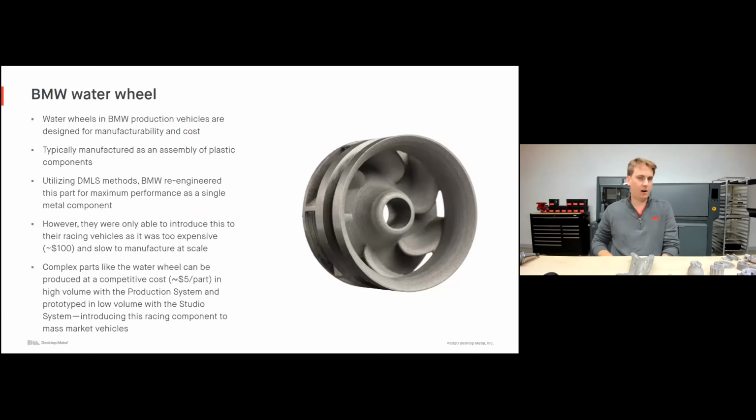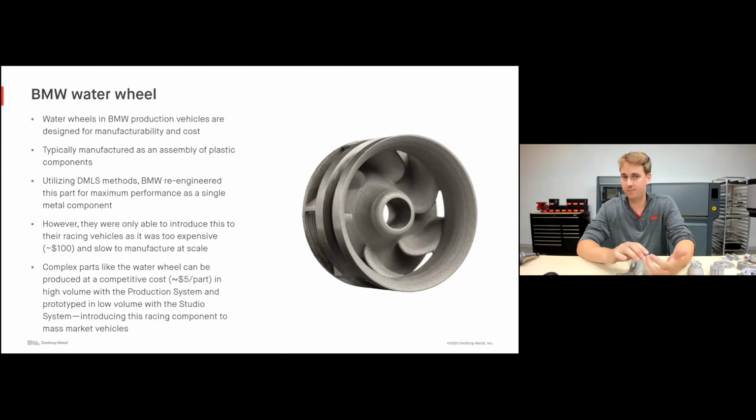Another part here, this is a water wheel. It's part of a BMW car. It's used for driving water for coolant. This part was traditionally manufactured out of an assembly of different plastic components. Utilizing DMOS, which is a powder bed fusion process, BMW was able to re-engineer this part to maximize the performance as one single metal component.